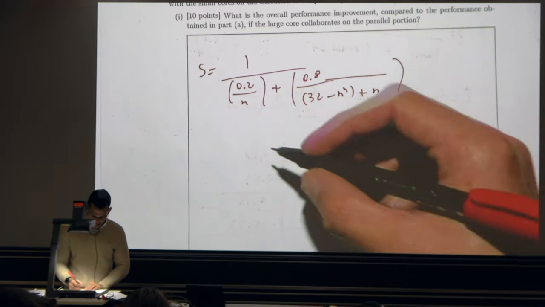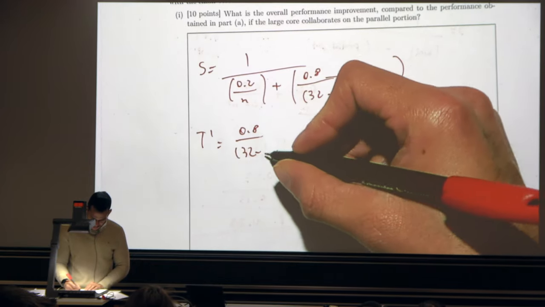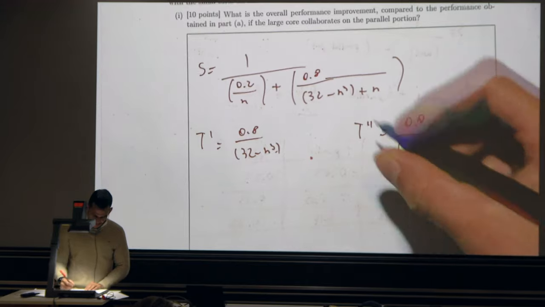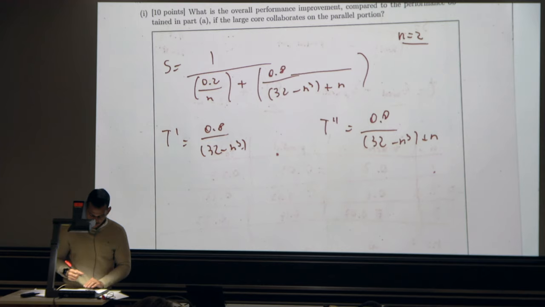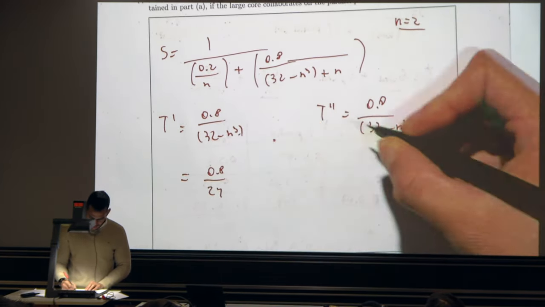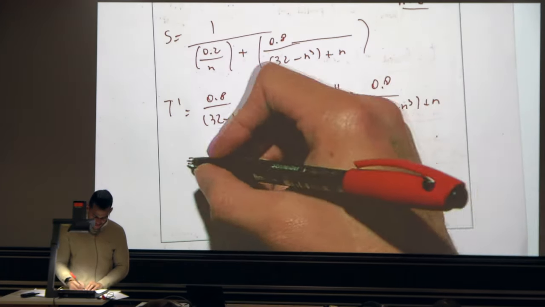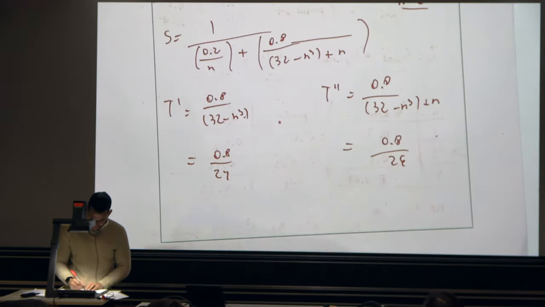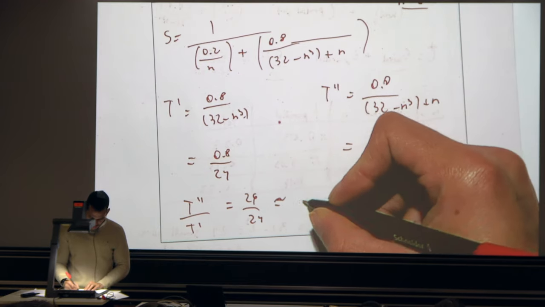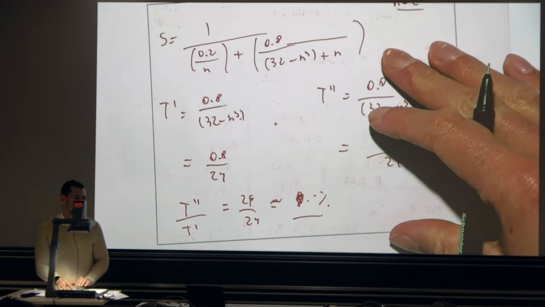So for the parallel portion, before it was taking 32 minus n cube, and now it is going to take 32 minus n cube plus n. Remember that n is equal to 2, because you need to consider the same value that you found in part A of the question. So this time here is 0.8 over 24, and this one here is 0.8 over 26. So the improvement that you're going to have is one over the other, that is 26 over 24, and this is going to be 8% ish, around this value. Any question here? Okay.